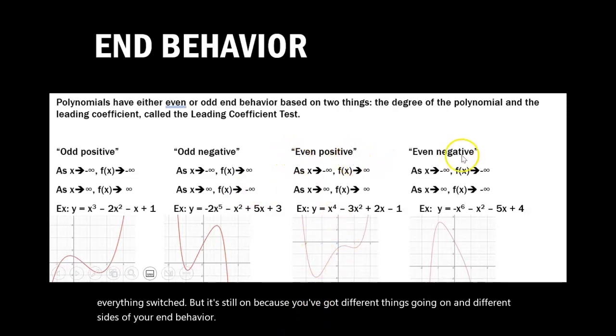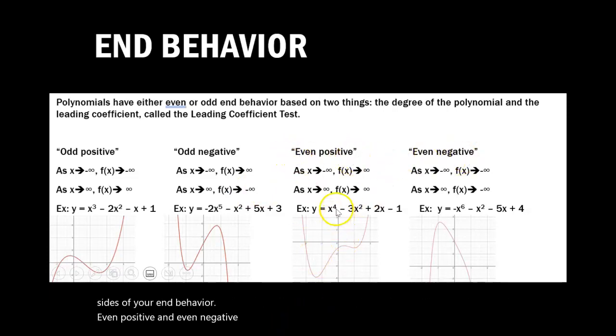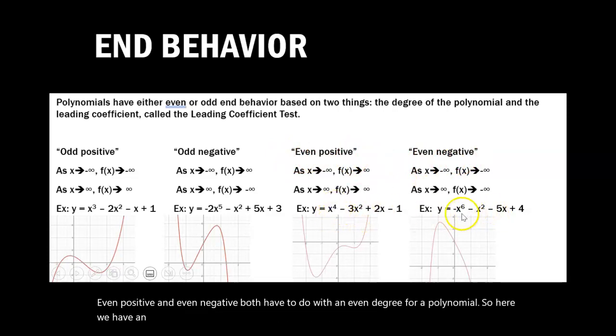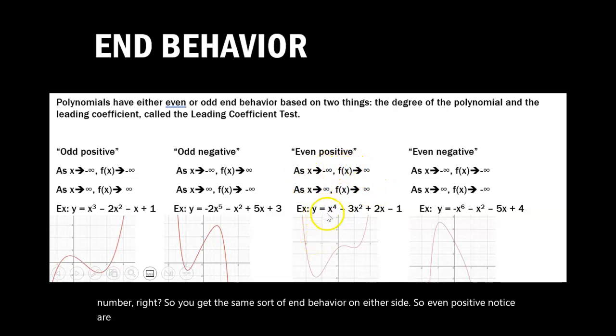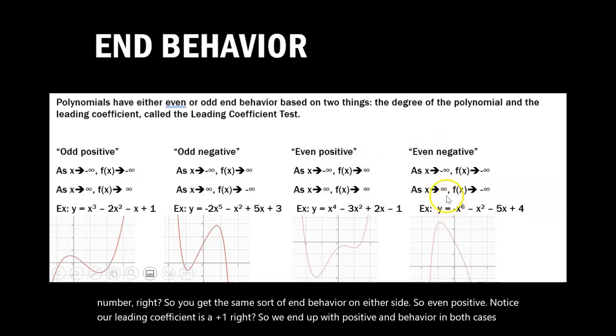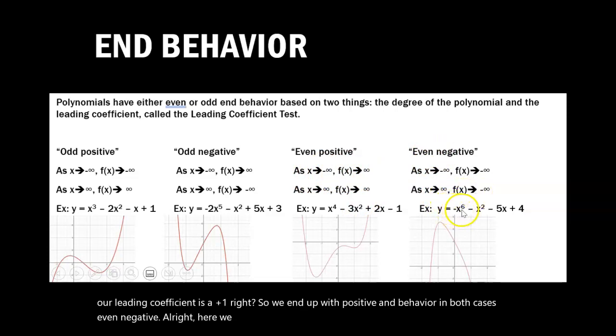Even positive and even negative both have to do with an even degree for our polynomials. So here we have an x to the fourth and an x to the sixth. In both of these cases, the degree is an even number, right? So you get the same sort of end behavior on either side. So even positive, notice our leading coefficient is a positive 1. So we end up with positive end behavior in both cases. Even negative, here we have a negative x to the 6 plus some other terms that are smaller.